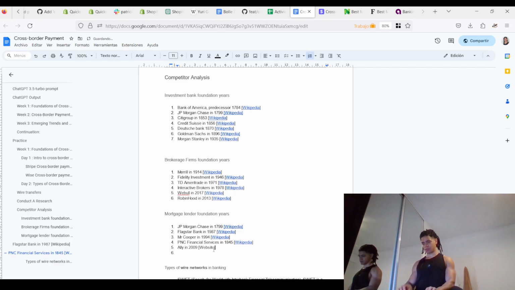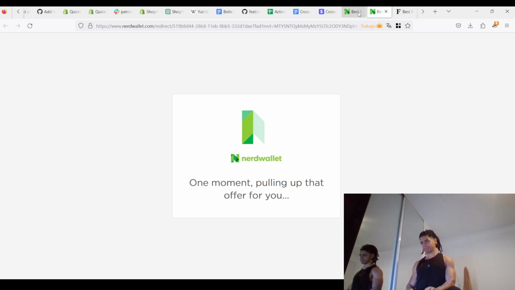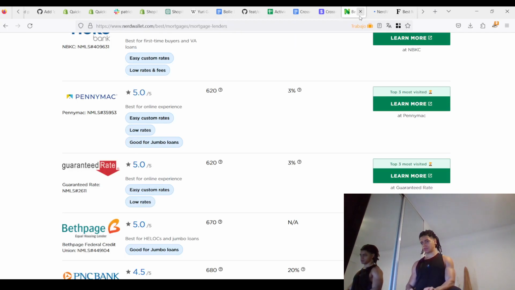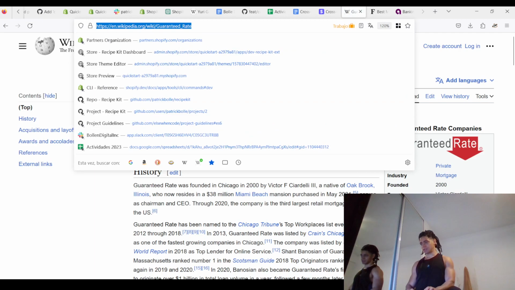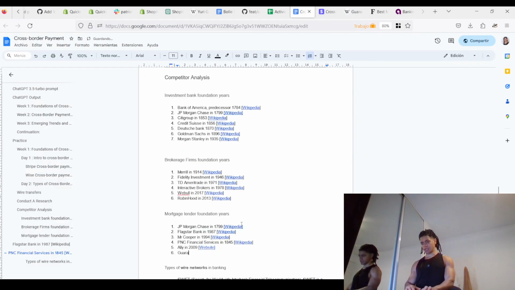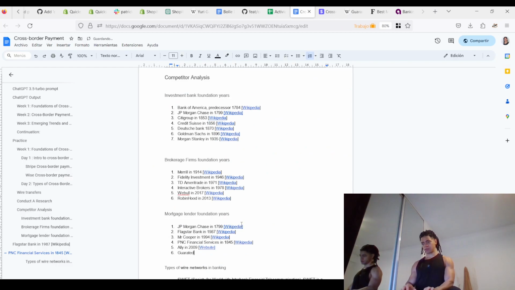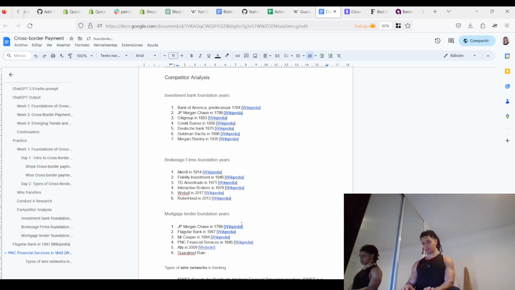And according to their website, there's also Guaranteed Rate, like Guaranteed Rate, founded in 2000, according to Wikipedia.